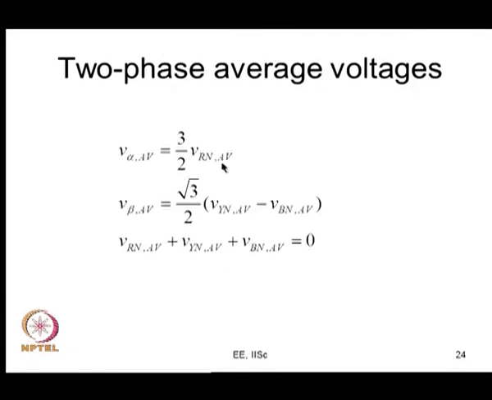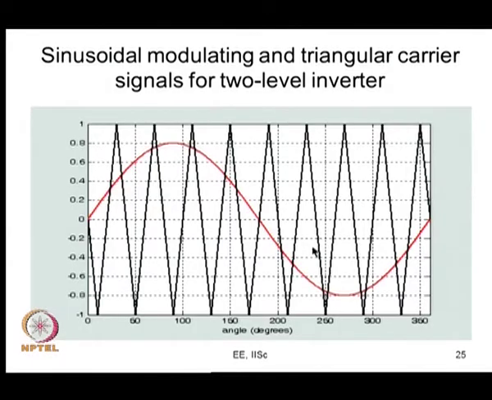So, once you have VRN average, VYN average and VBN average, you can always transform them into V alpha average and V beta average, our standard space vector transformation. Of course, here the VRN average plus VYN average plus VBN average equal to 0 is still valid now. So, the difference comes in the triangle. For example, in the case of a 2 level inverter, there is one modulating signal and one triangle, and the other modulating signals YB are also compared against the same triangle, but a single triangle carrier won't suffice for you.